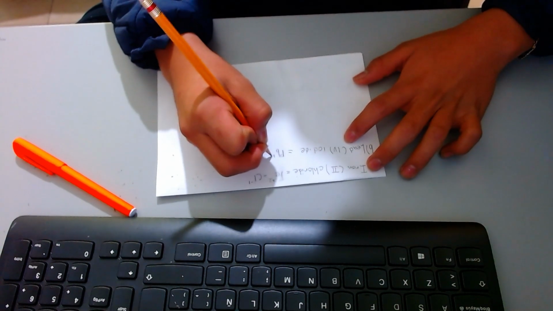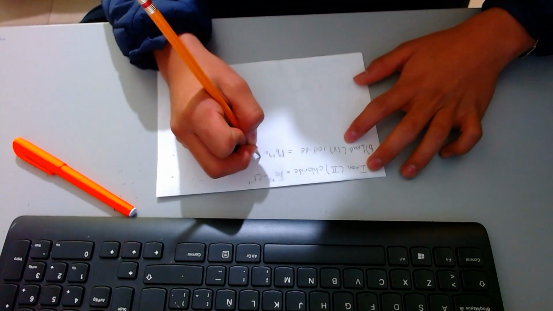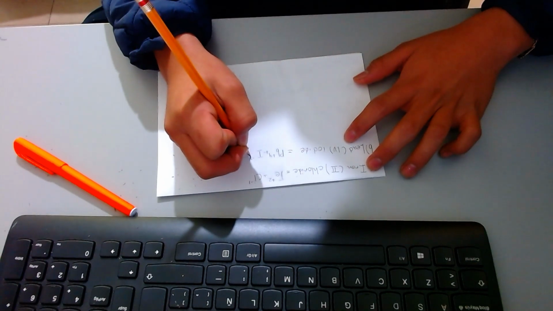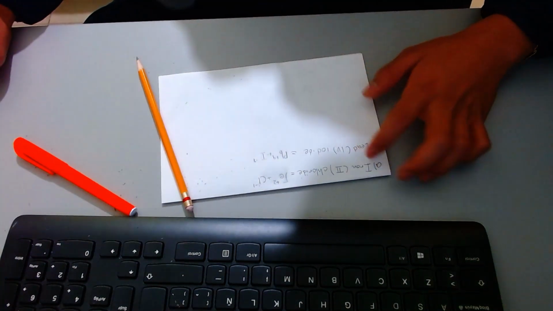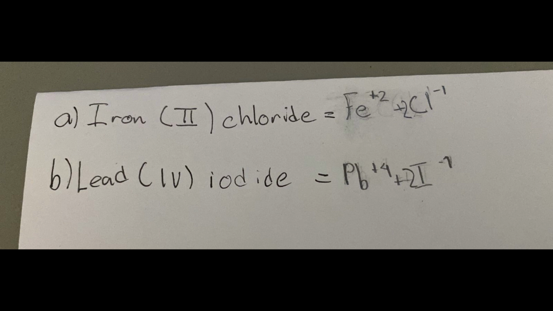With the next compound, which is lead IV iodide, we must put lead, which is Pb, its ionic charge, which is +4, and check in the periodic table how much ionic charge iodide has. In this case it has -1, so we put iodide, which is I, -1, and we put a 4 so that they add up to 0 between the two elements.